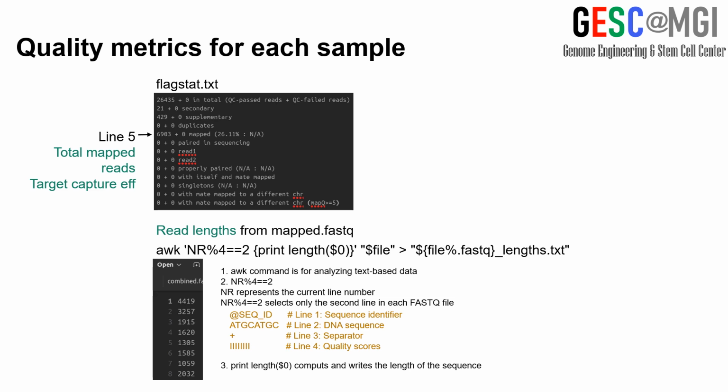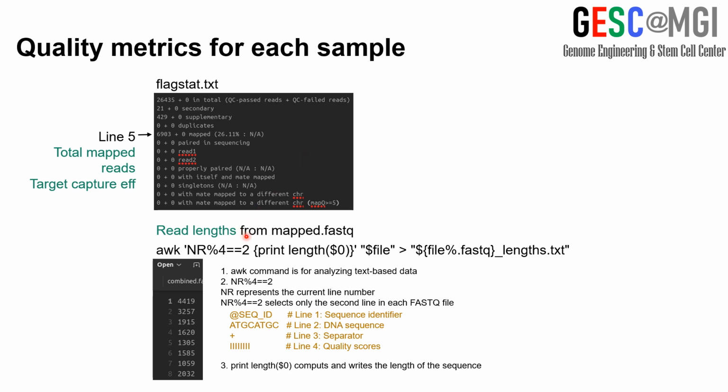The flagstat output looks like this. And what this will give you is, on the top line, the total number of reads for that sample, and on the fifth line, the total number of reads that map to the reference. And again, in our case, our reference is just the transgene. And so here we have the total mapped reads, and then we're using target capture efficiency as 26% in this example, as these are the mapped reads of the total reads that were generated from this sample.